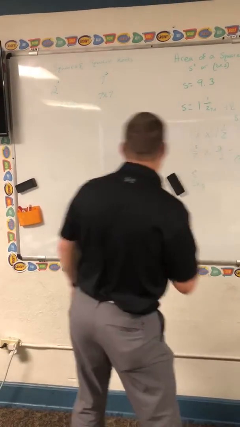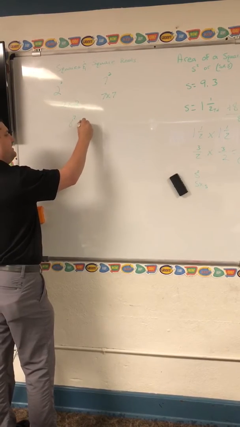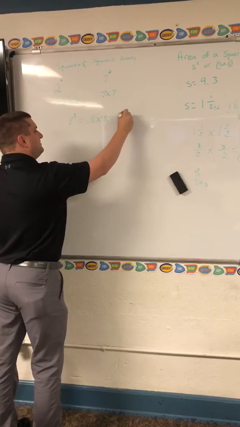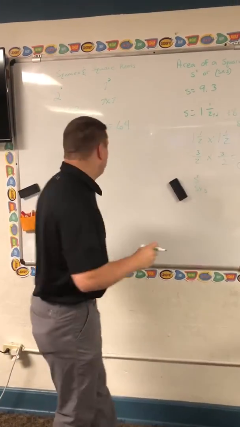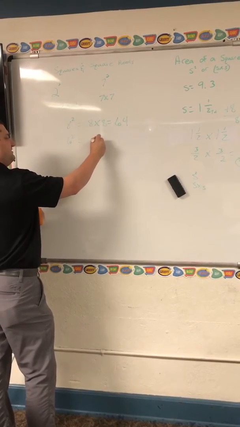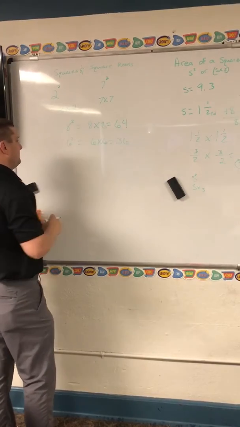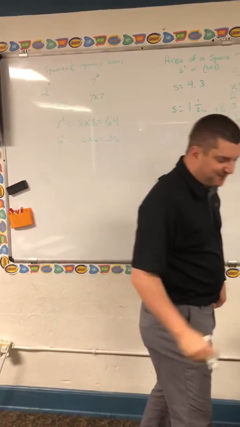So for example, you have 8 squared. It's read as 8 squared. That is equal to 8 times 8, which equals 64. Okay? Or we'll do one more. 6 squared is equal to 6 times 6, which equals 36. So when you see this little number up above it, you're just multiplying the number by itself.